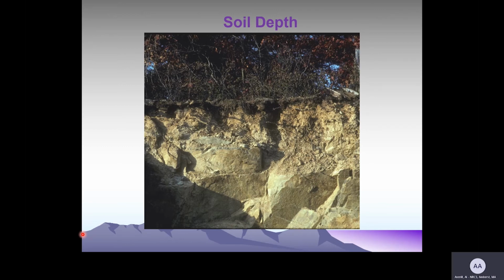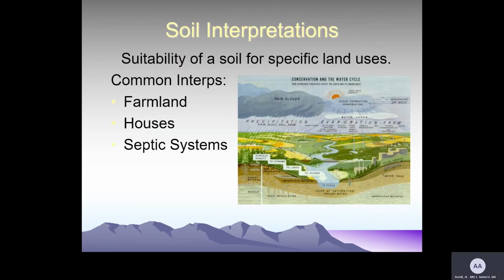Depth to bedrock or depth to an impermeable layer has restrictions on what you can do with the land, as well as when planning the land for a broader purpose, such as within a watershed. It becomes important to know what the characteristics of the soil are within that watershed. And that leads us into this concept a little bit of soil interpretations.